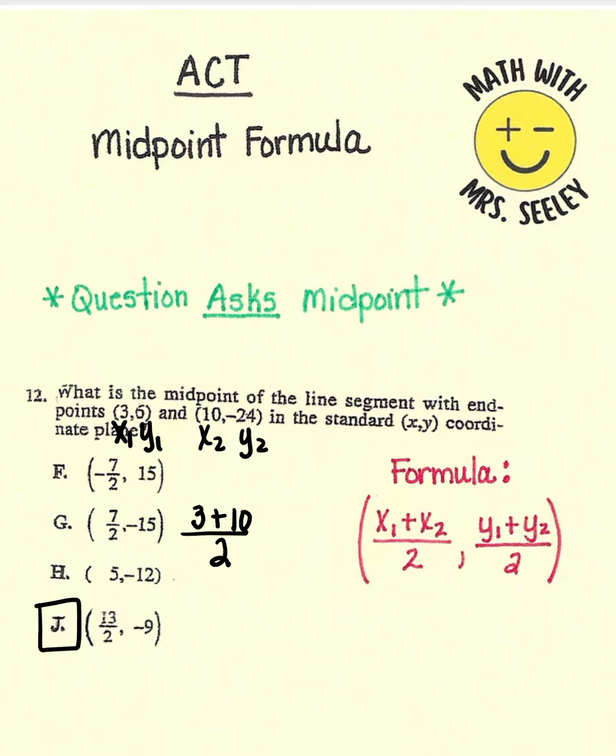Now, in the ACT, to save time, you would go straight ahead and move to the next question. But for our purposes, let's do another practice. To find the y, take your y coordinate of 6 and your other y coordinate of negative 24. Add those together to get negative 18, and then take half would be negative 9.